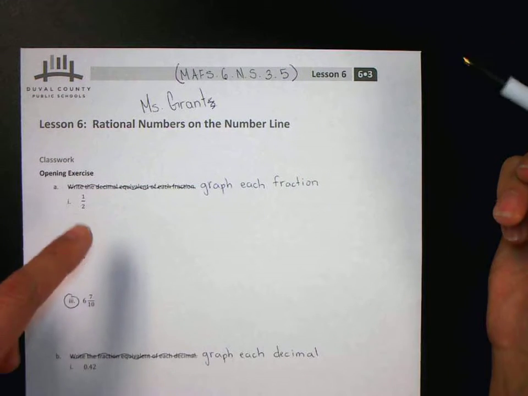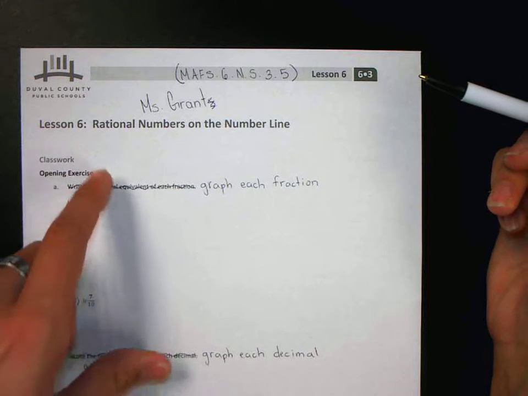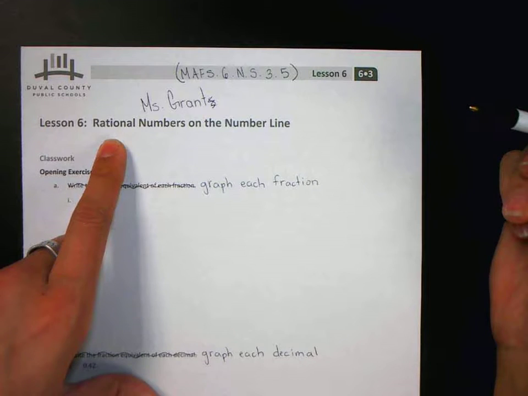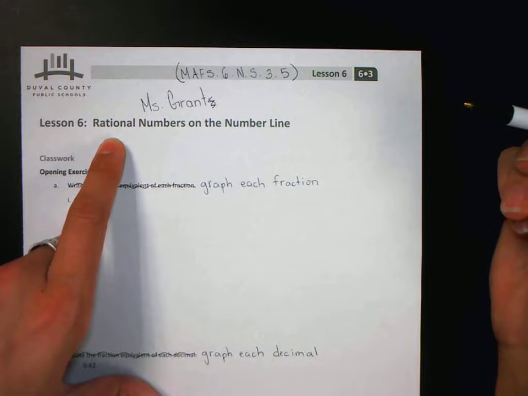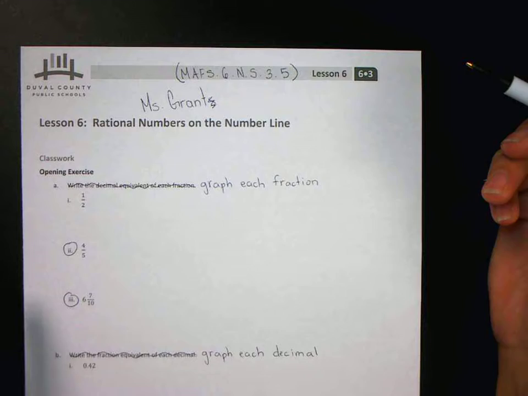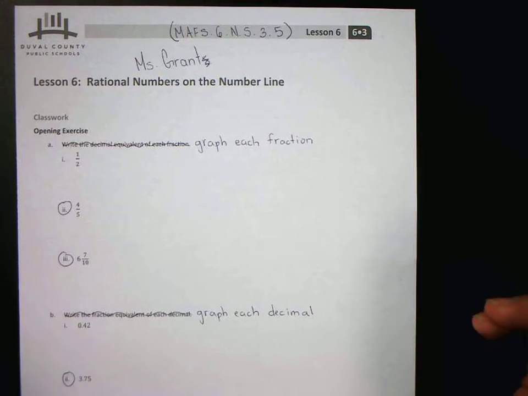We know that integers are all positive and negative whole numbers, so like -5, +10. But when we talk about rational numbers, we're adding negative and positive decimals and fractions as well. So rational numbers is just a fancy term for adding positive and negative fractions and decimals to our integers, okay? So first we want to practice graphing some fractions just so we get the hang of it.